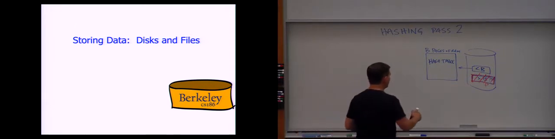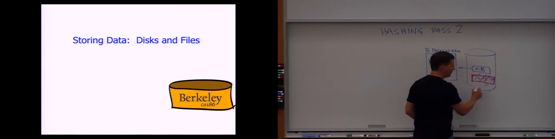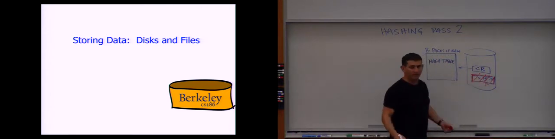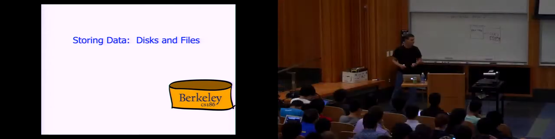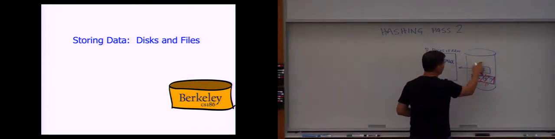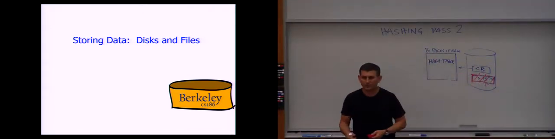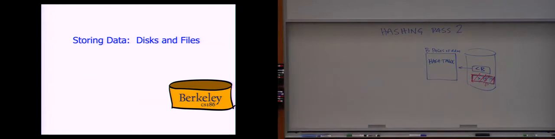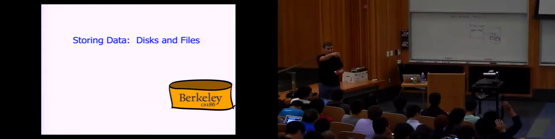So all we did is, instead of doing pass 2 on this partition, we recursed and did the whole algorithm on this partition. And partition by partition, as we go through these, if one of them is bigger than B, we just recurse. Any questions? Yeah.